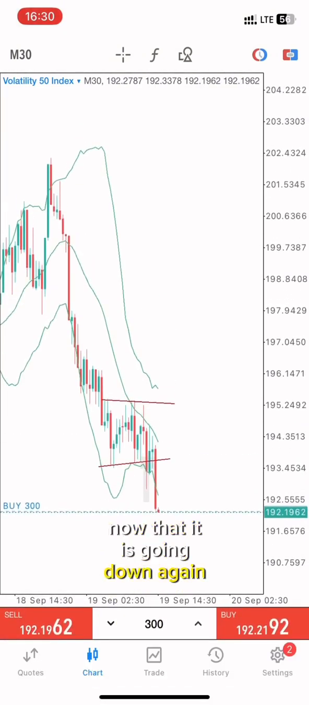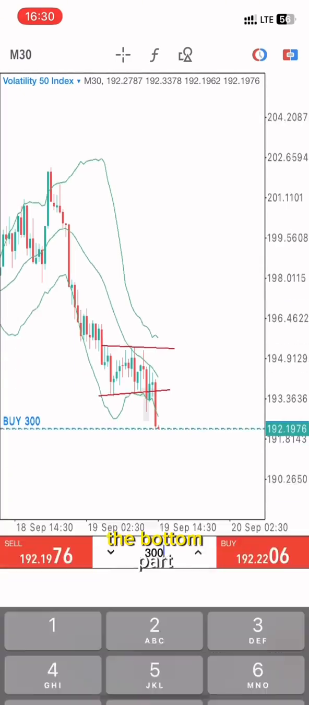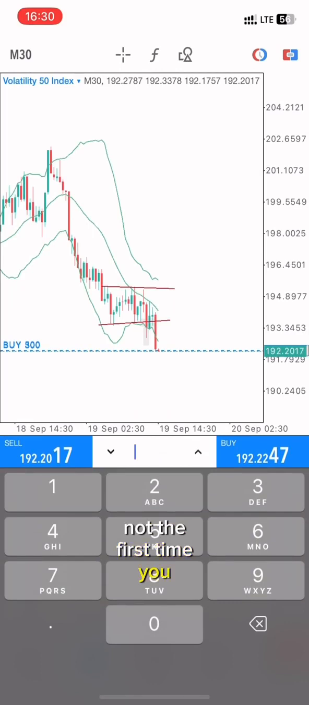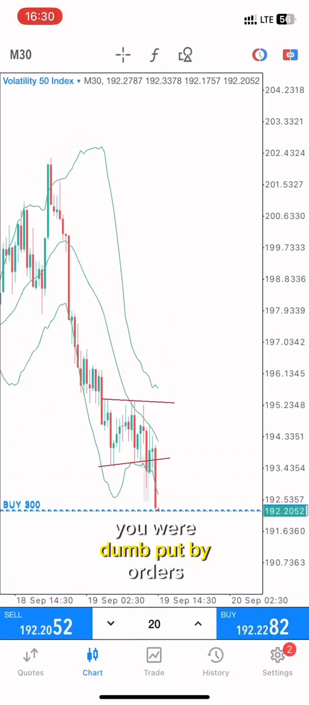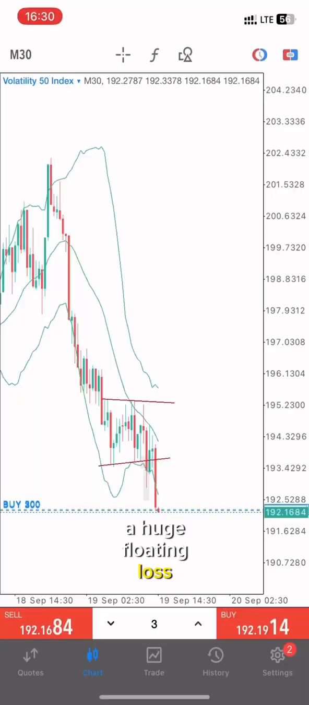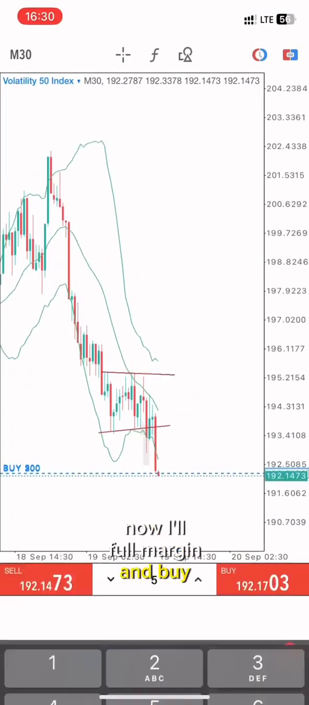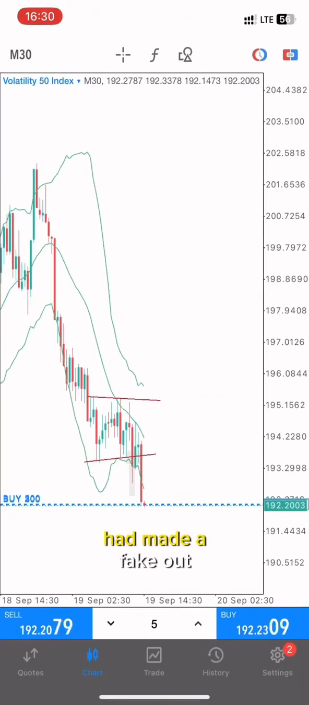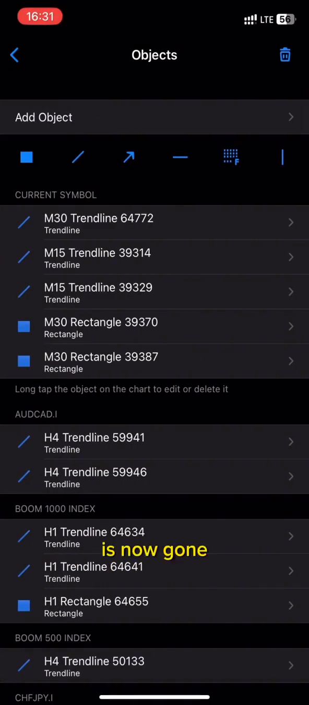Now that it has gone down again to the same Bollinger Band, the bottom part, I will then buy. Now it's buying. Now it is sold, and those early sellers have either blown their account or accumulated a huge floating loss. So as for me now, I'll full margin and buy because I know that it's going to buy since it had made a fake out and it indicated buying power. For the early sellers, their account is now gone.